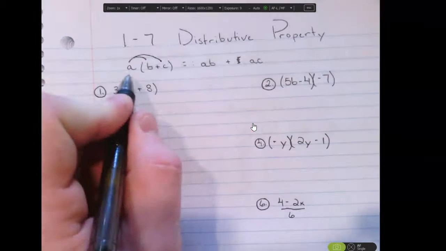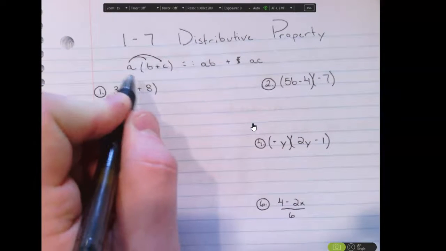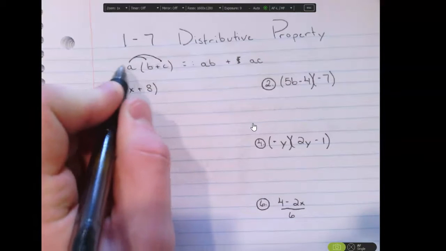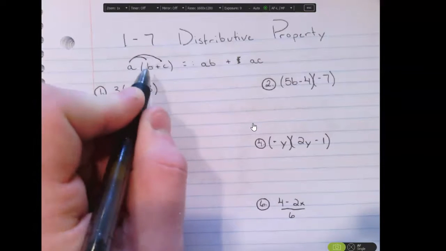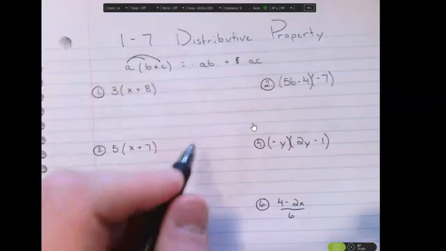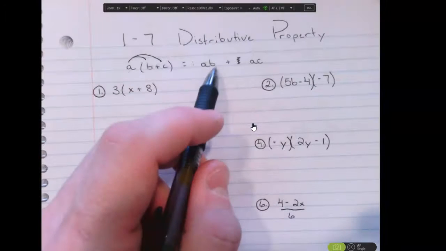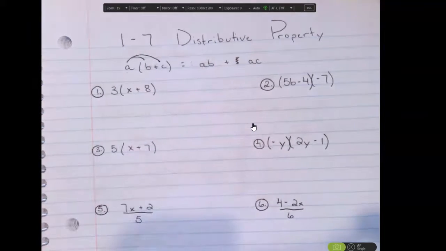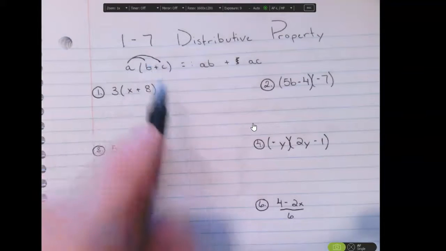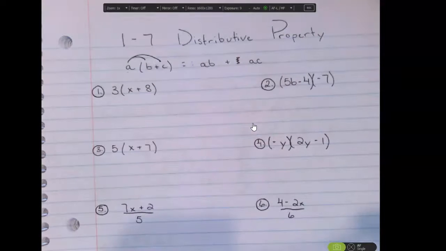So really, guys, the key component here is whatever's outside of the parentheses, you just need to make sure you're multiplying it by everything inside the parentheses. Notice I multiplied A by B and also by C, and both of those are inside my parentheses. Let's get started with an actual problem here.